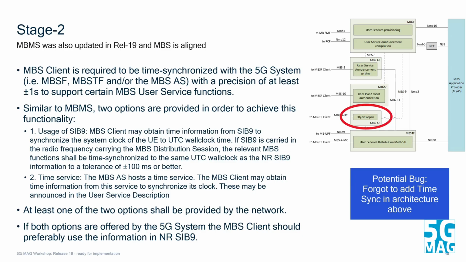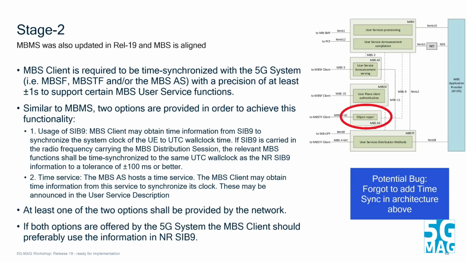But what we now say is, if you carry SIB9 in the radio frequency, make sure that the MBS functions that create timestamps in user service description and FDTs are aligned and time synchronized to the same UTC wall clock as this one, right? Because if that is not the case, you're synchronizing to something that is off. So this is kind of a network requirement.